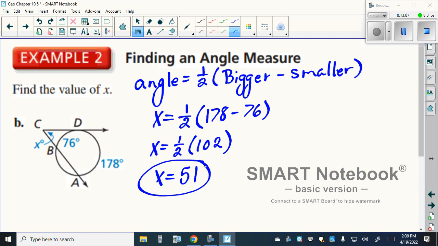Questions on any of this here? Any questions on anything we've done so far? Are we taking 1/2 of 102, or dividing 102 by 2? Multiplying by 1/2 or dividing by 2 will get us to the same spot. So you subtract the two arcs from each other, and then you divide that by 2, and then you get your answer. Yeah. Fair.